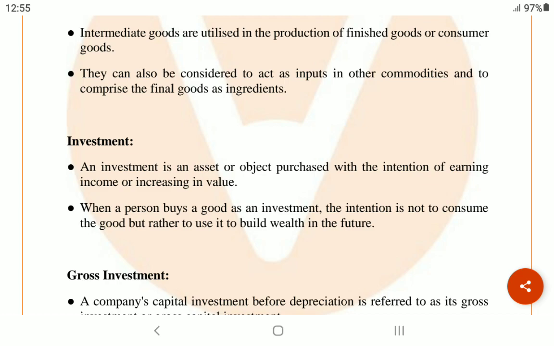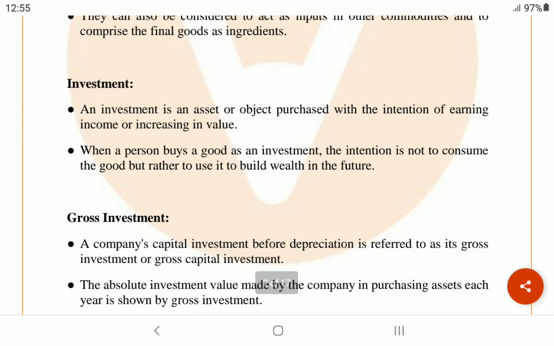Next is investment. An investment is an asset or object purchased with the intention of earning money or increasing in value. When a person buys a good as an investment, the intention is not to consume the good but rather to use it to build wealth in the future. His intention will not be to consume that good, it may be to help build wealth in the future.